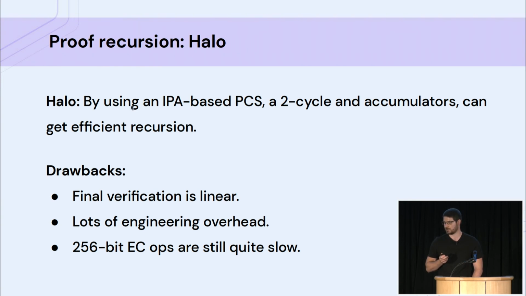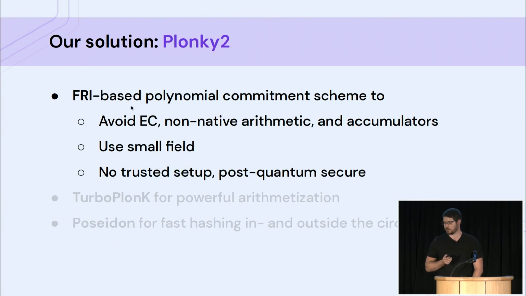So our solution to recursion is Plonky2. It uses a FRI-based polynomial commitment scheme, which has a lot of advantages. The first one is that we avoid elliptic curves entirely, so we don't have to do any non-native arithmetic. We don't need the accumulator technique. We can use any field we want, like a small field. And there is no trusted setup, and it's post-quantum secure.